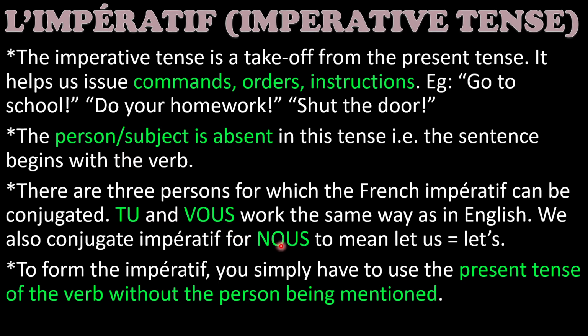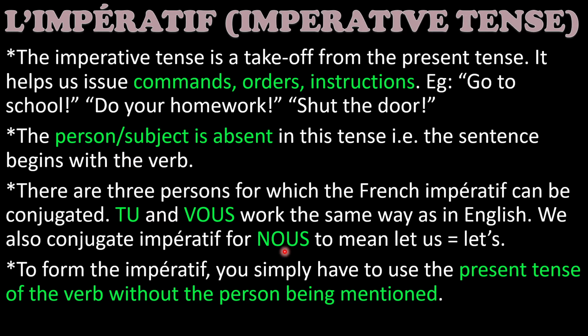So in that way you have the imperative coming up for 3 persons. That is tu, vous, and nous. There is no imperative for je. There is no imperative for il, the singular and the plural. So 3 subjects only for the imperative.